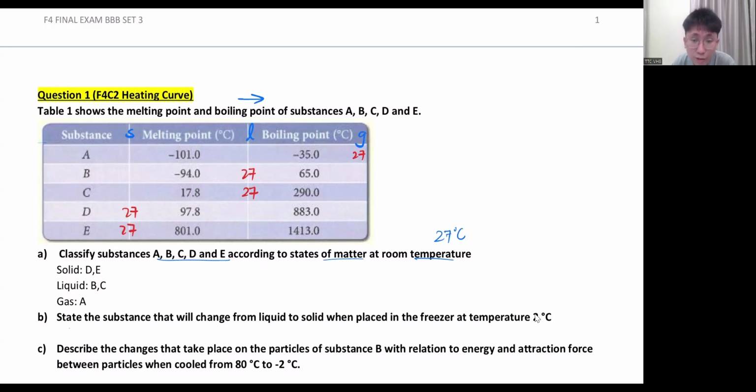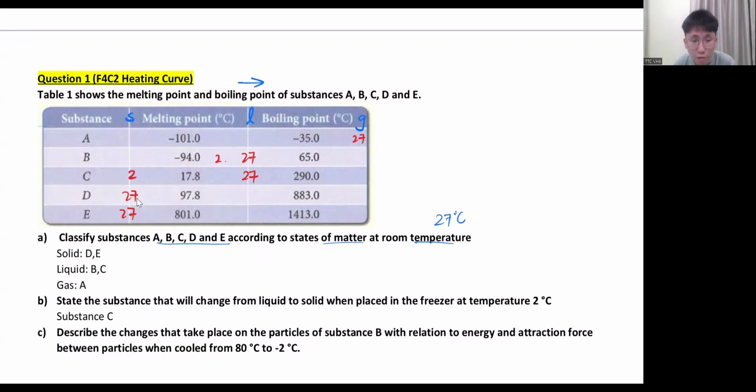Okay. So you see, 2 degrees Celsius. Is 2 more than your negative 94? I'll say yes, so it will still be melted. But then do you see 2 is now less than 17.8? Previously at room temperature it was a liquid, but at 2 degrees Celsius B is still on the liquid side. But for C, 2 degrees Celsius will be on the solid side. So I will say that substance C is the one that will change from liquid to solid if you move from room temperature to a freezer at 2 degrees Celsius.